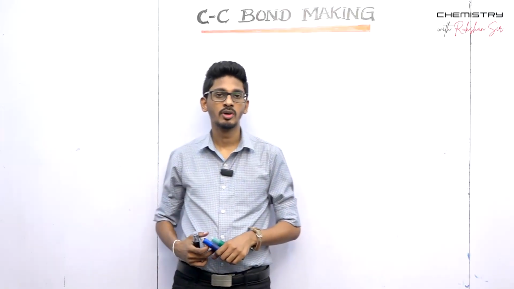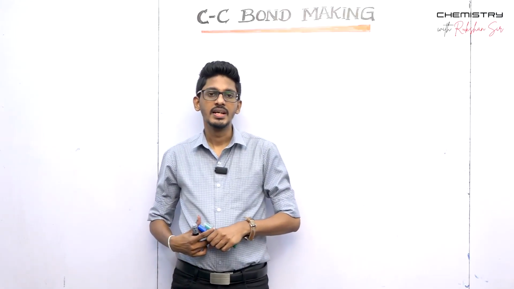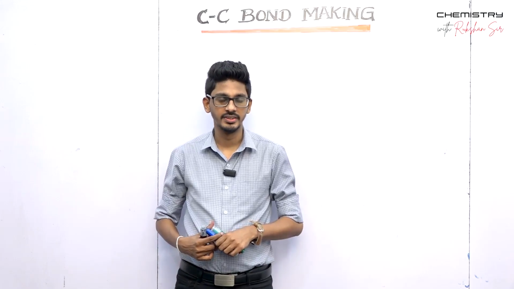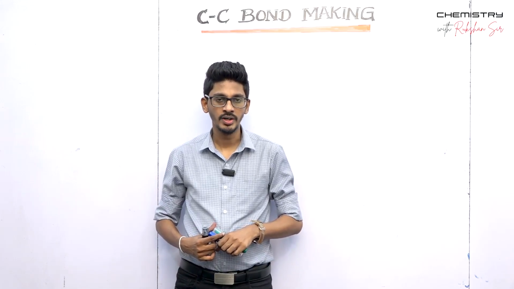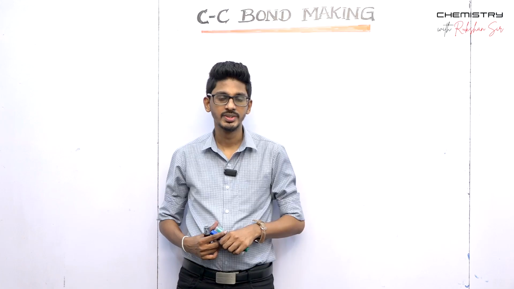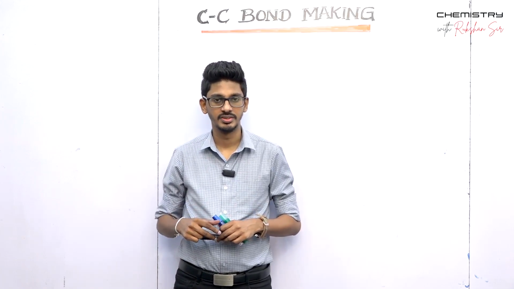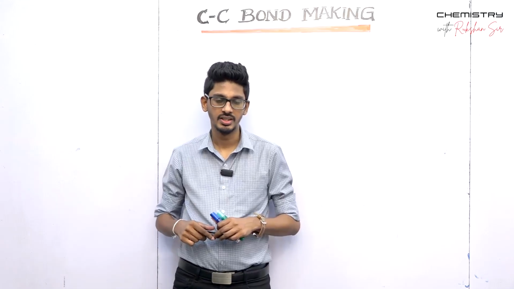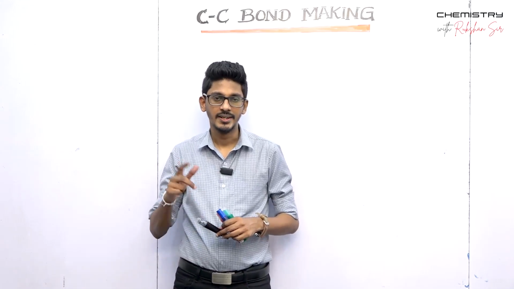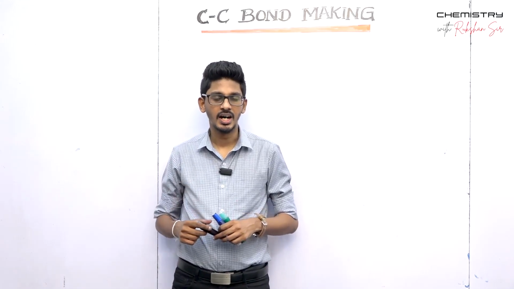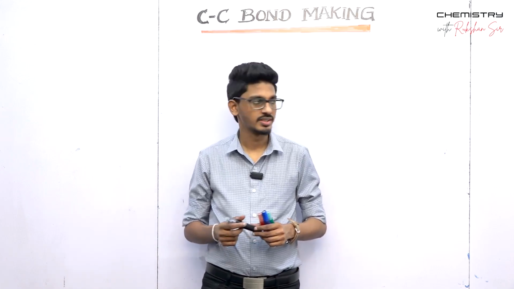Under carbon-carbon bond making, let's discuss the formaldehyde technique, which is known as a technique to increase your carbon chain by just one carbon unit. So let's discuss that, the Grignard formaldehyde technique.